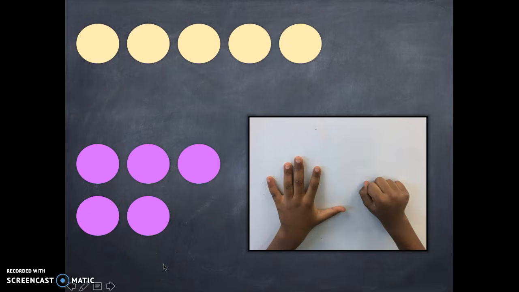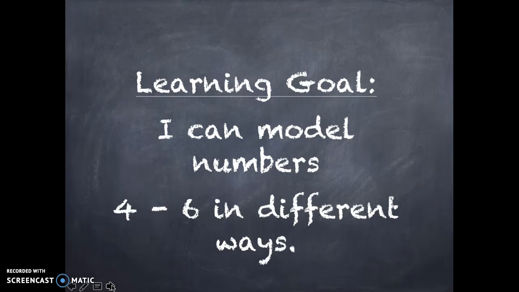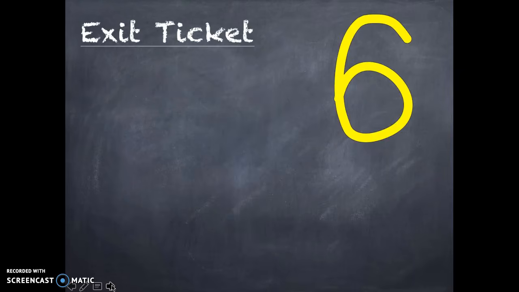Okay? So we can use our fingers, we can do a nice line, or we can be fancy and build an array. Oh, so many different ways to model numbers, friends. This is great because our learning goal said I can model numbers 4 through 6 in different ways. Now, I don't know if you noticed, but we practiced 4, we practiced 5. What do we have left to practice? Yes, 6.